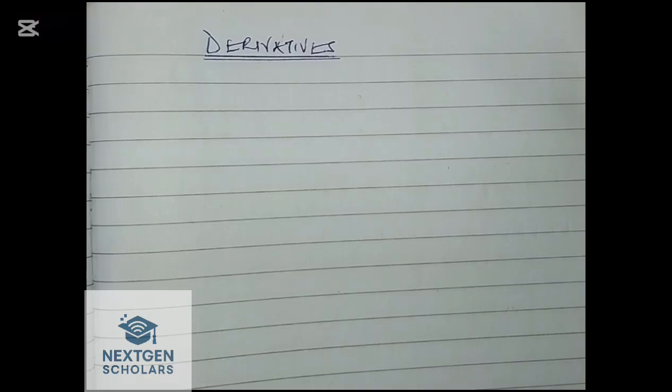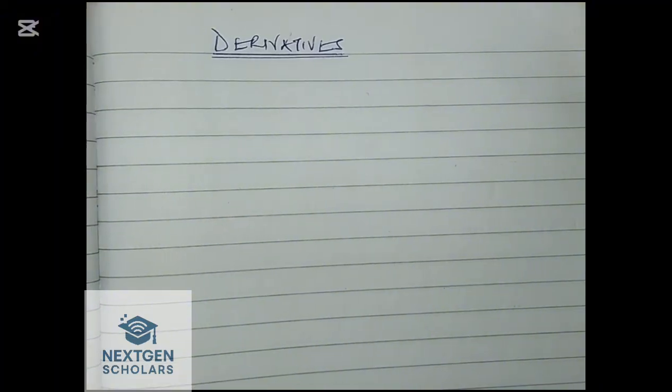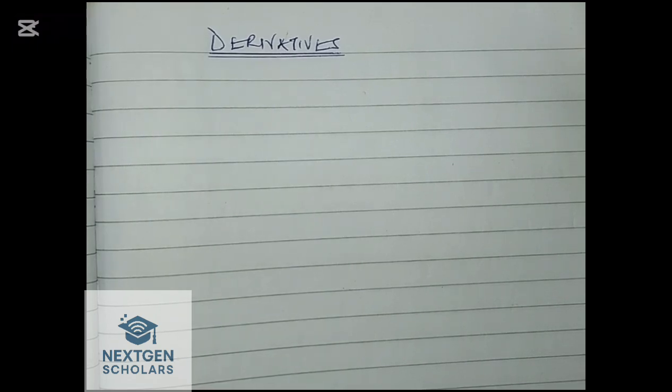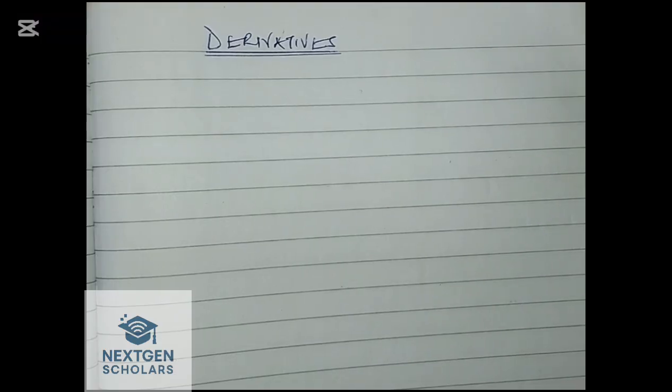So what is a derivative to begin with? The derivative of a function is a function that gives us the slope of a tangent line of some original function. I will say that again: a derivative is a function that gives us the slope of a tangent line of some other function. That is the basic definition of a derivative.